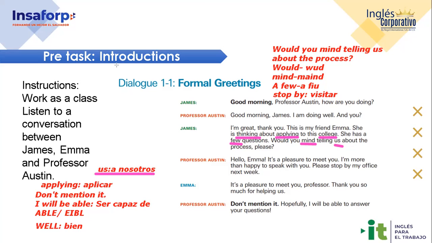Let's see. I'll need three volunteers. Christian, Daniel, and Dora. Go ahead, guys. Okay. Good morning, Professor Austin. How are you doing? Good morning, James. I am doing well, and you? I am great, thank you. This is my friend Emma. She is thinking about applying to this college. She has a few questions. Would you mind telling us about the process, please?